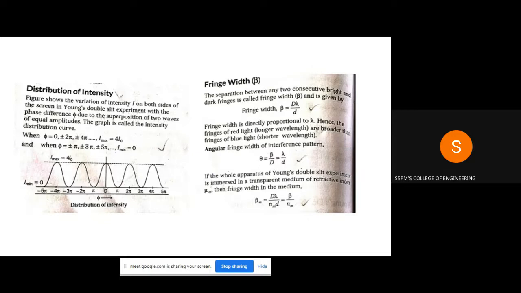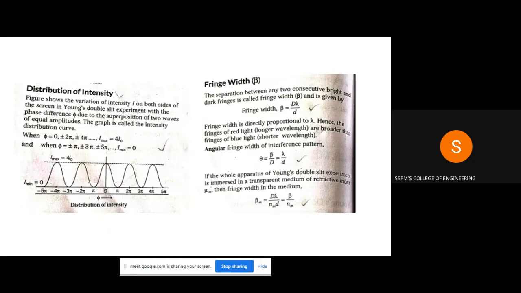Next one, angular fringe width of the interference pattern. It is given by theta equals beta upon D. What is beta? Beta is the fringe width, and D is the distance between the source and the screen. It is given by lambda upon small d.